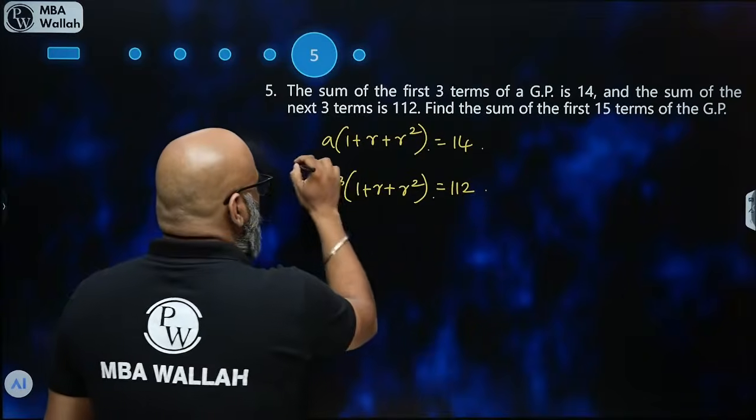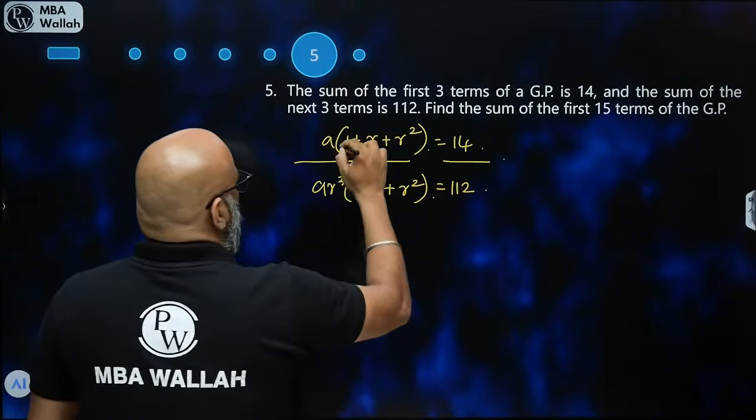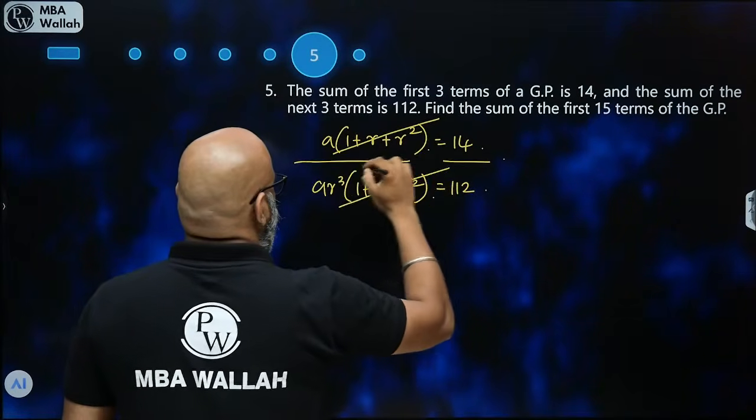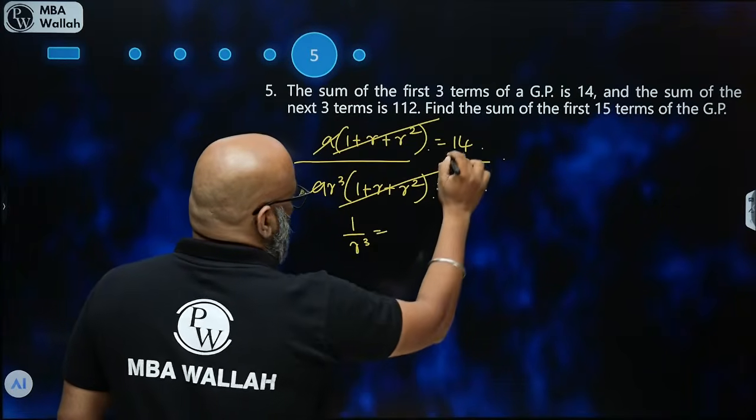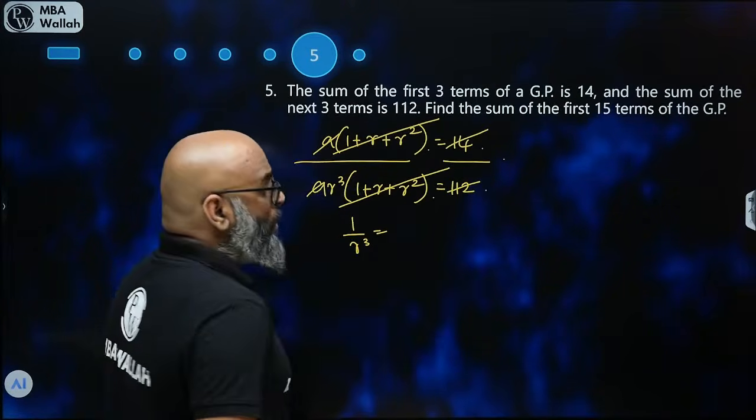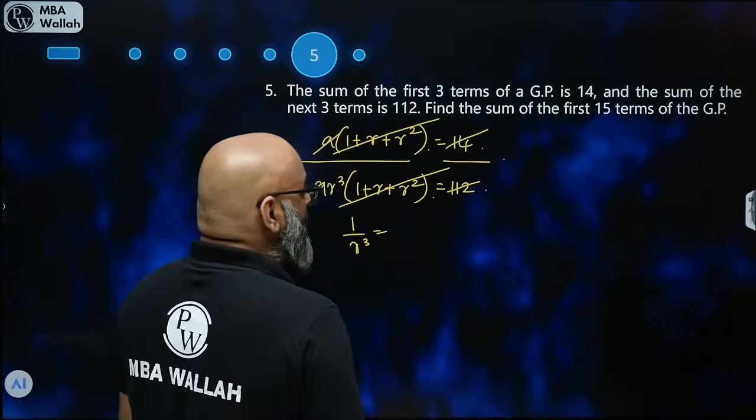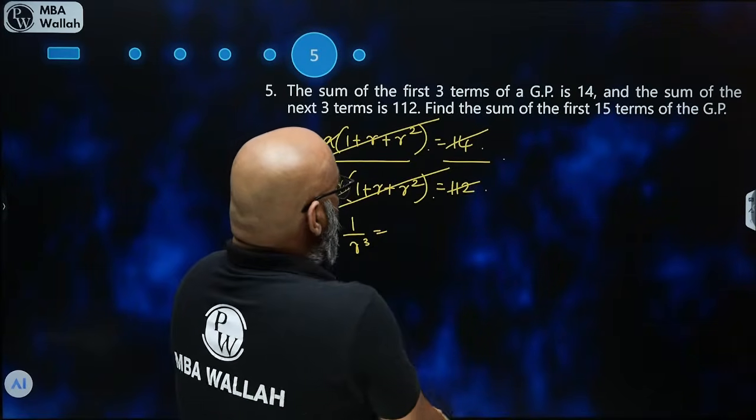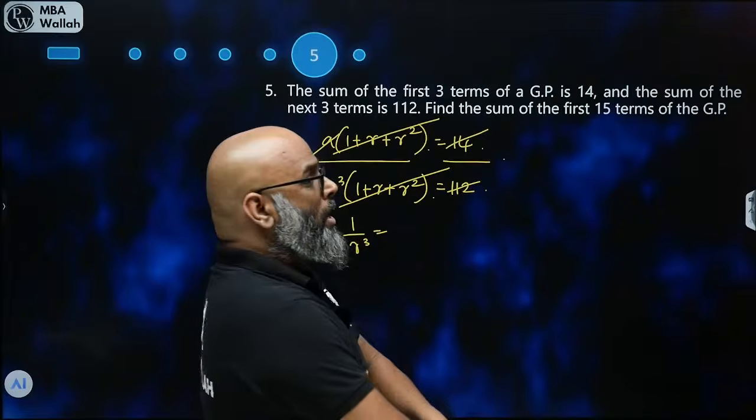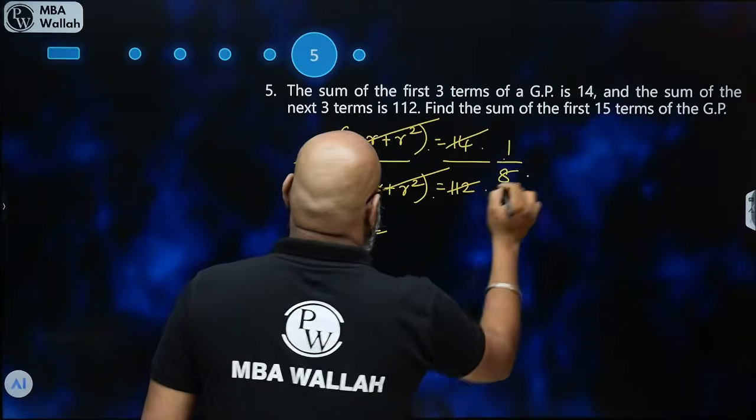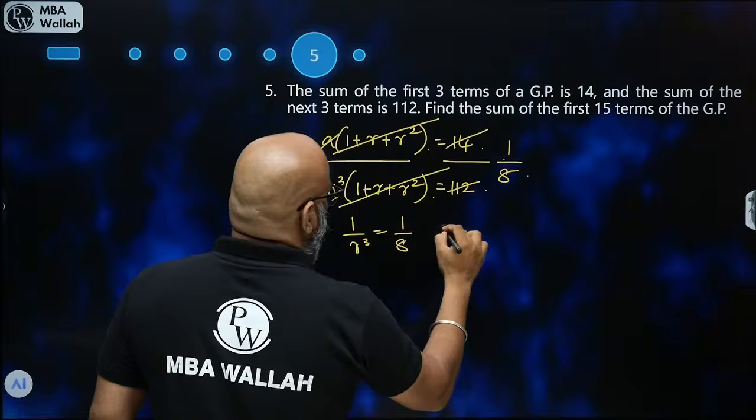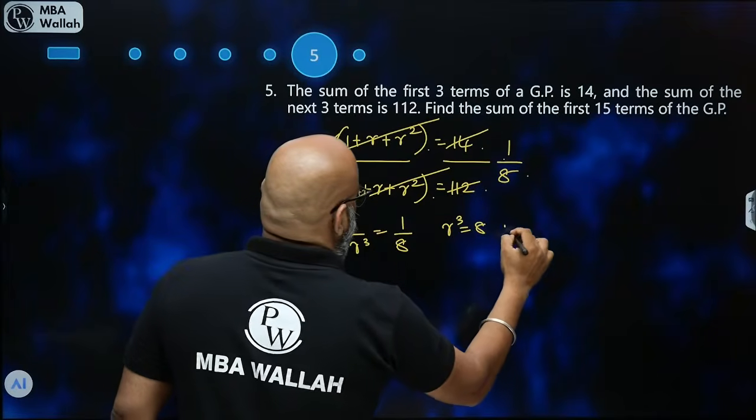Now I can divide both these equations. 1 plus R plus R square gets cancelled. A gets cancelled. We get R cube. I am noticing this gets divided beautifully, 8 times. Right? 14 into 8: 8 into 10 is 80 plus 32 is 112. So this is 1 by 8. R cube is 8. R is equal to 2.